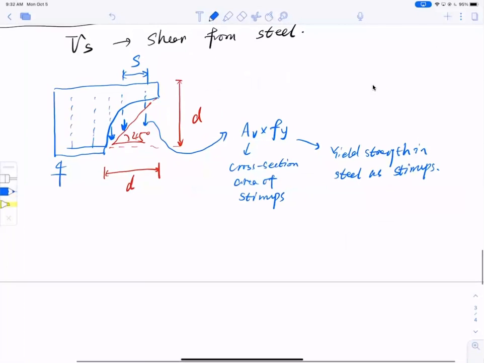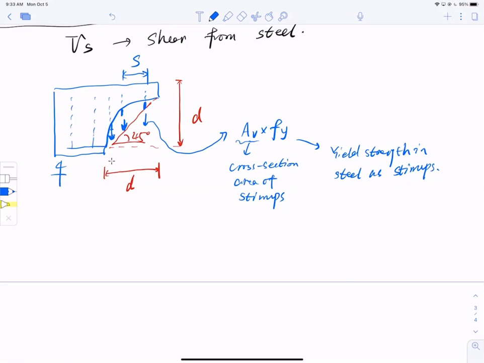Yes. Okay, good, thanks. All right, so this Av is the cross section area of the steel, and Fy is the yield strength of the steel. Now the game is simple, right? All I have to do is to calculate Fy and Av, and I know how much contribution I have.